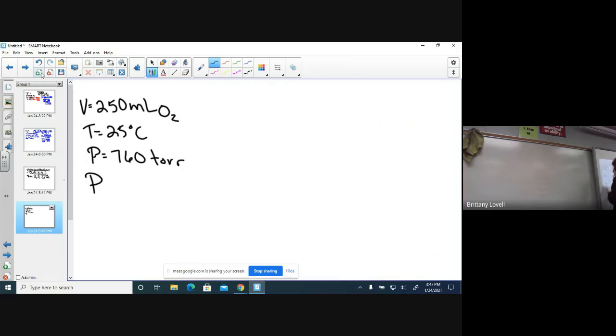So the pressure of the dry gas, I'm going to put PO2. When they talk about pressure of the dry gas, if they're saying they're having to collect it over water, not that they mean like you can have a wet gas versus a dry gas.